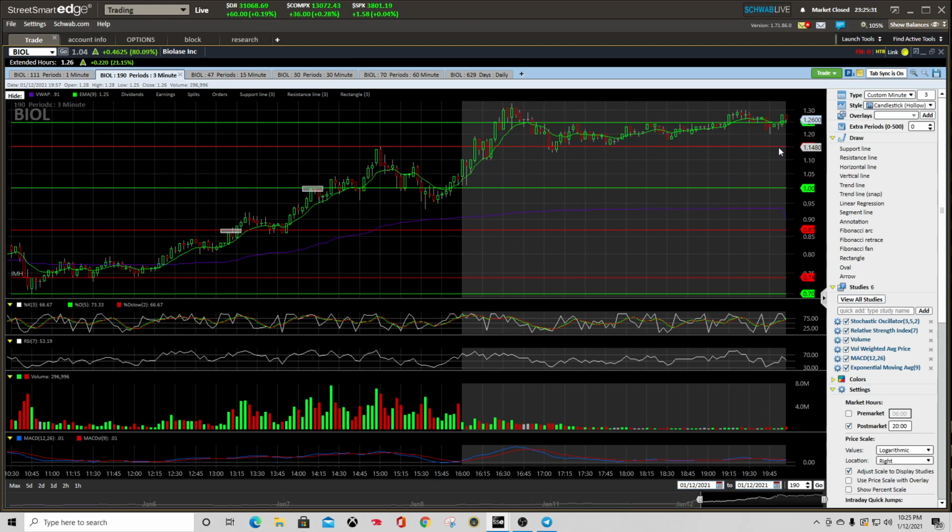But again, I am hoping we gap up, and this 1.25 level, that should hold. If we gap up higher than 1.50, then I'm expecting 1.50 to hold on a pullback. So that is pretty much it.